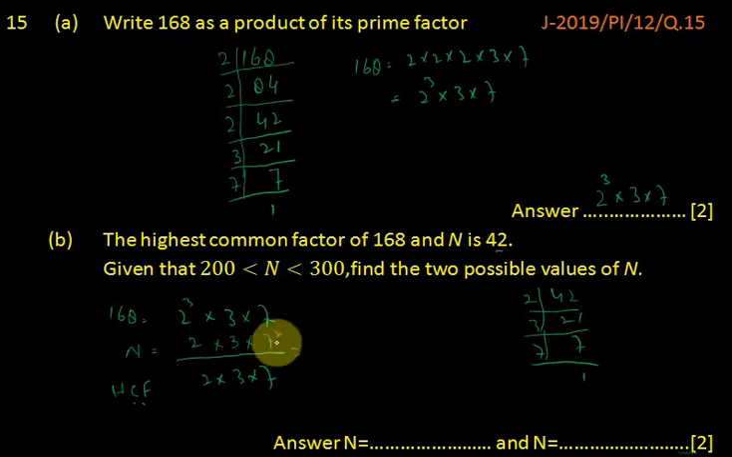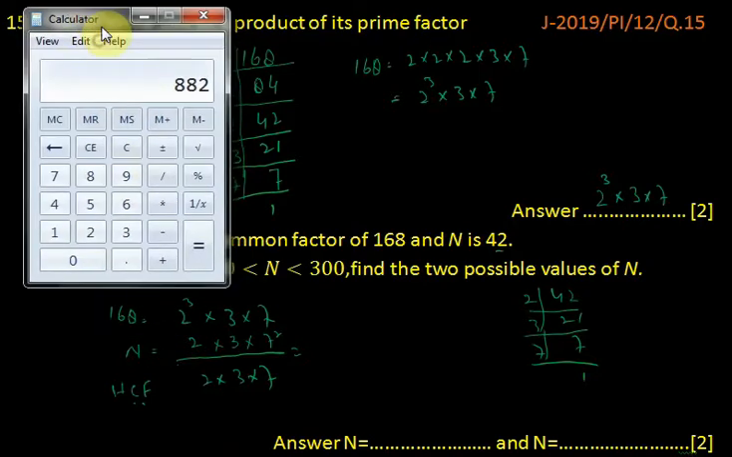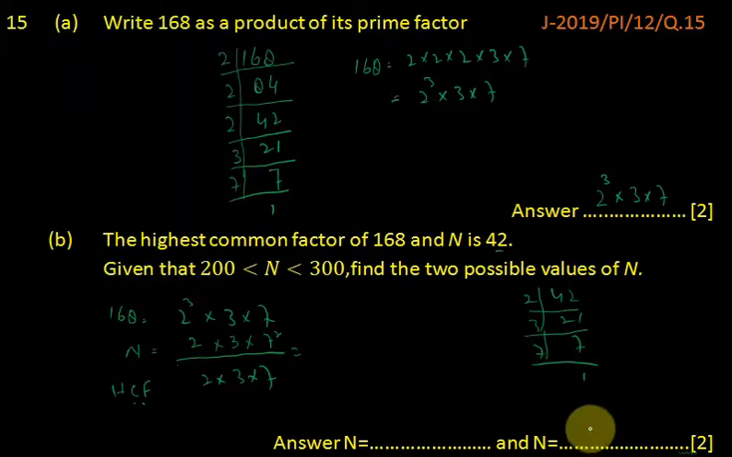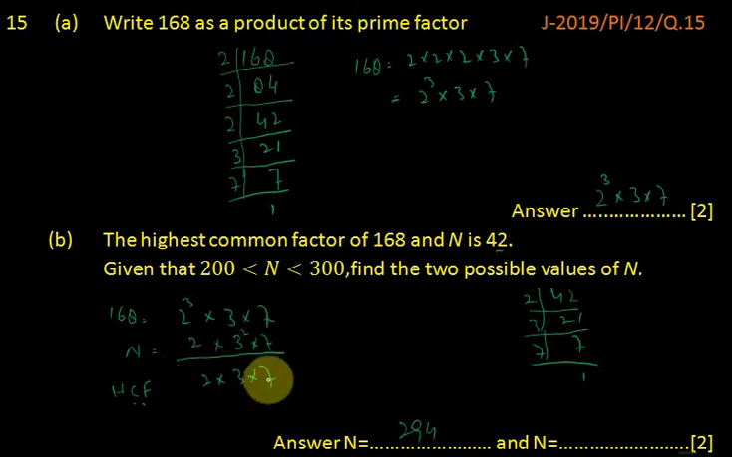So n could be 2 multiplied by 3 multiplied by 7 to the square. So the possibility is there, so let us calculate it. 2 multiplied by 3 multiplied by 49 is 294, which is within the range, so we can take it. So 294 is one possibility, or we can write 3 to the square multiplied by 7, so that the 3 is there and 7 is there.